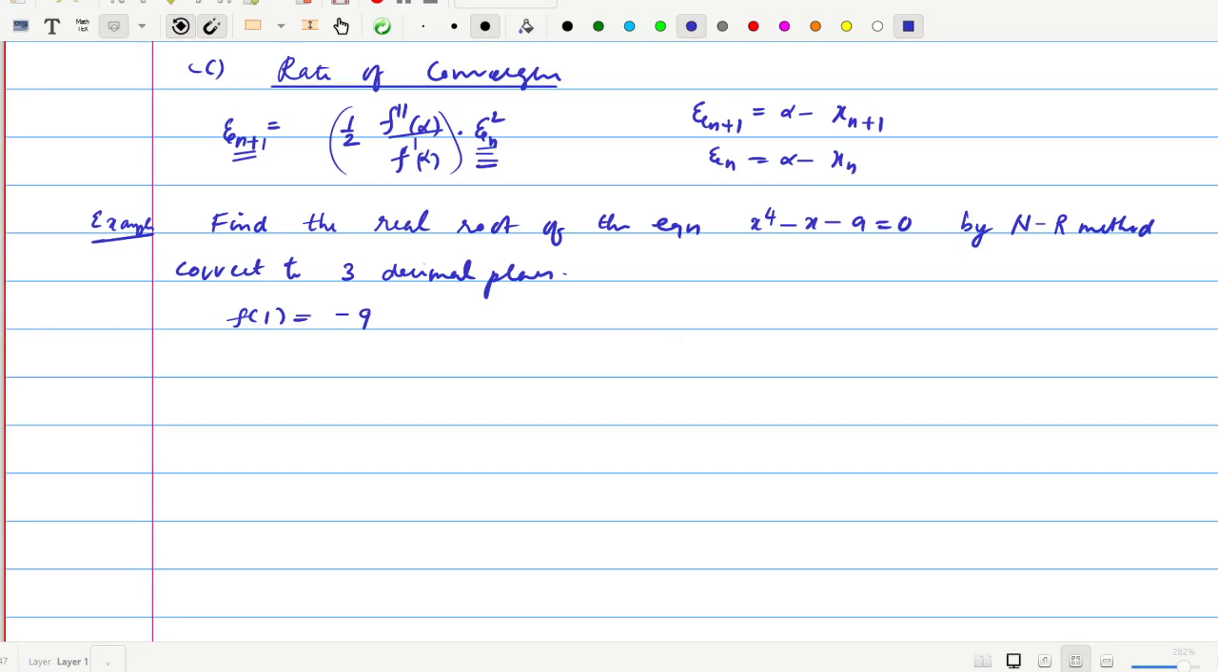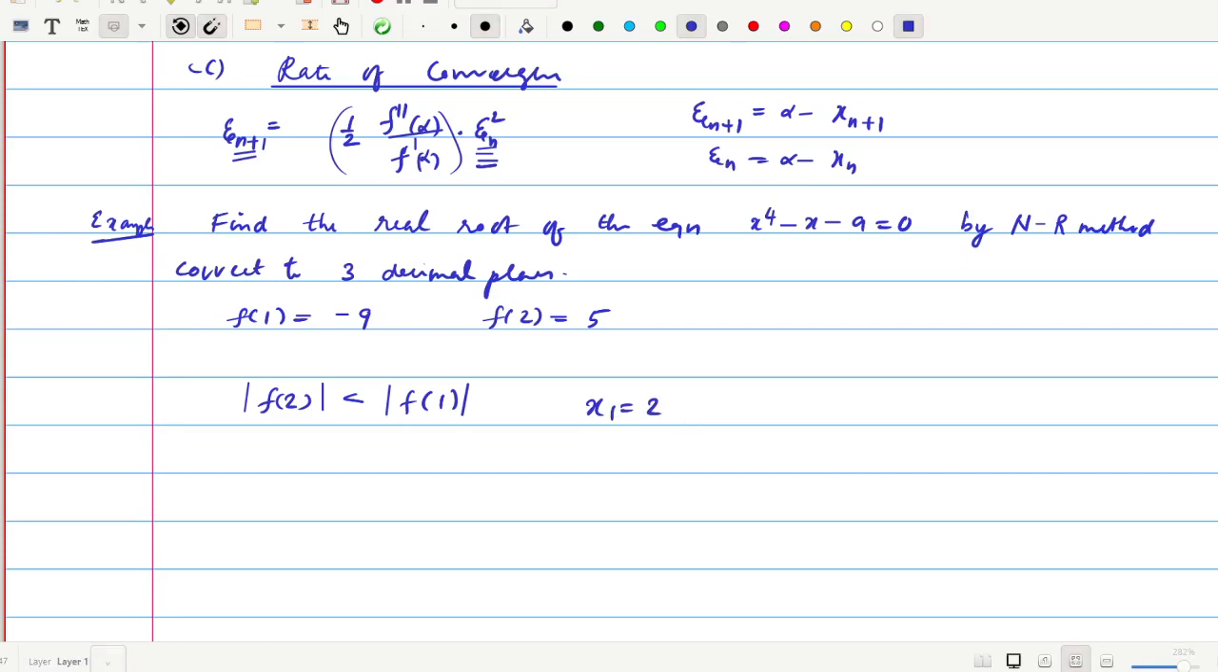Next we evaluate f of 2. f of 2 is a positive quantity, that is 16 minus 2 minus 9, that is 5. The modulus of f of 2, that is 5, is less than the modulus of f of 1. So we can take the initial approximation, x1 or x0, as 2.